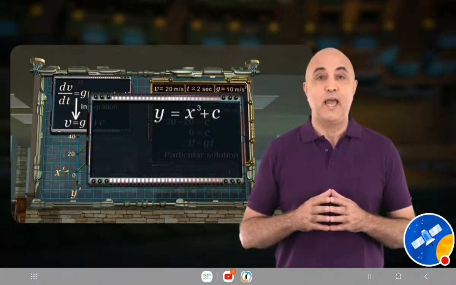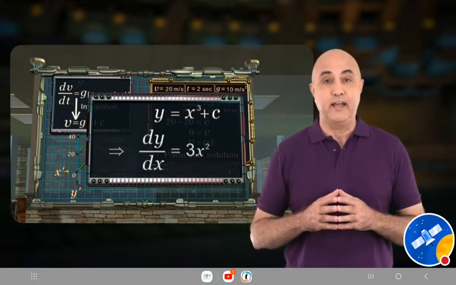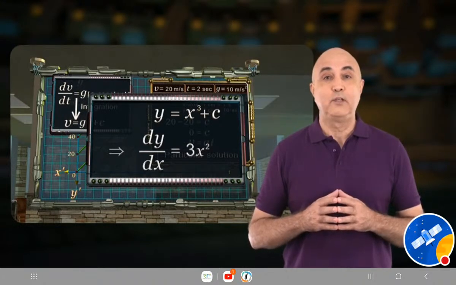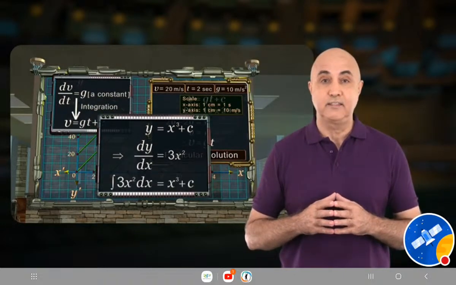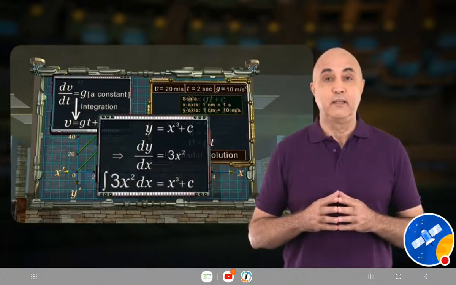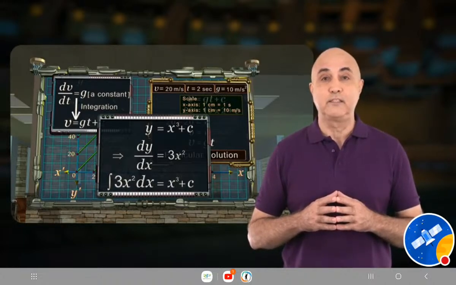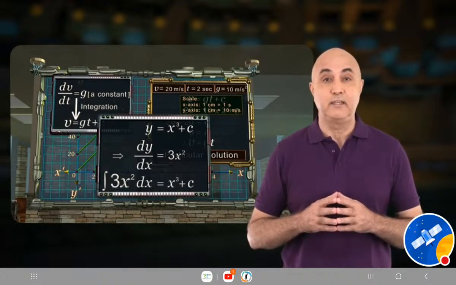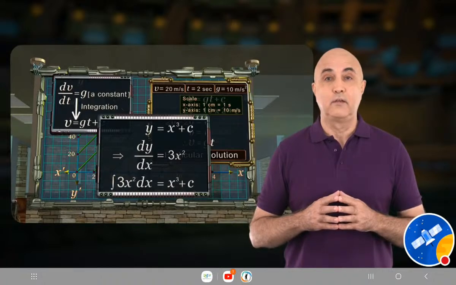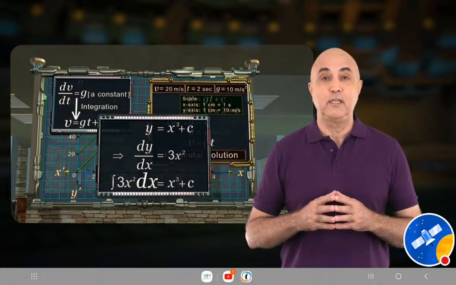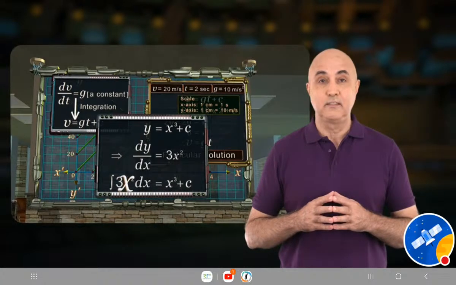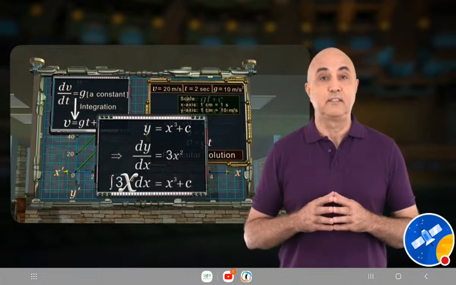y is equal to x cubed plus c, which implies that differential of y with respect to x is equal to 3x squared, can be expressed using the integral sign as integral of 3x squared dx is equal to x cubed plus c. This is read as the integral of 3x squared dx, or the integral of 3x squared with respect to x. The dx in the expression indicates integration with respect to x. That is, x is the variable.